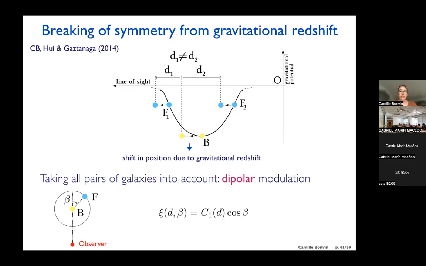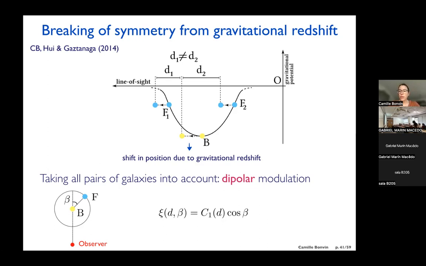And then if I look at the faint galaxy behind, F1, you will see I have chosen here by construction a situation which is symmetric, and therefore the redshift of F1 is exactly the same as the redshift of F2. So now if I look at the separation between bright and faint, I see that D1, the separation between F1 and B, is now smaller than D2, the separation between B and F2.